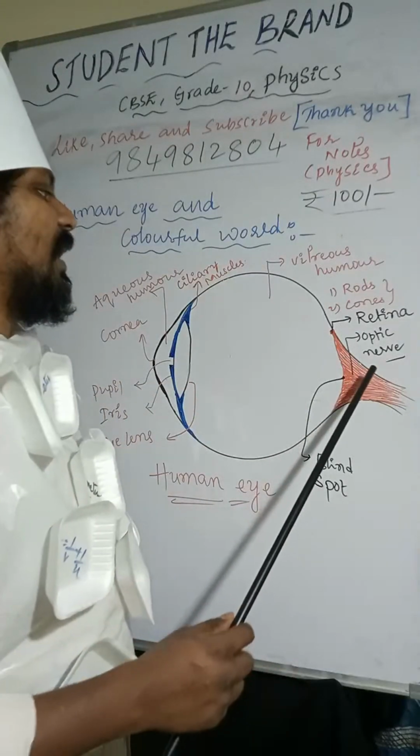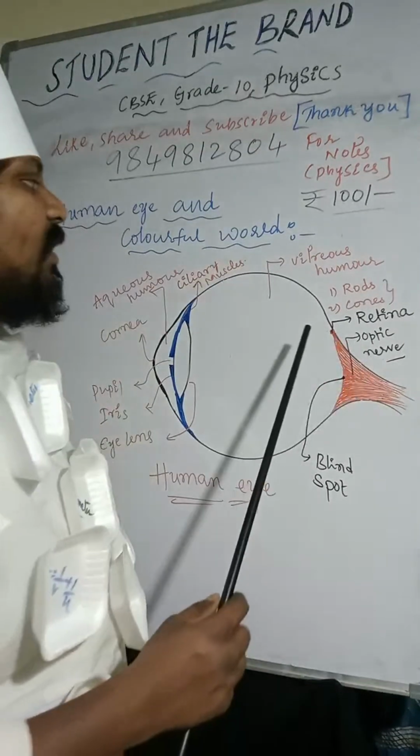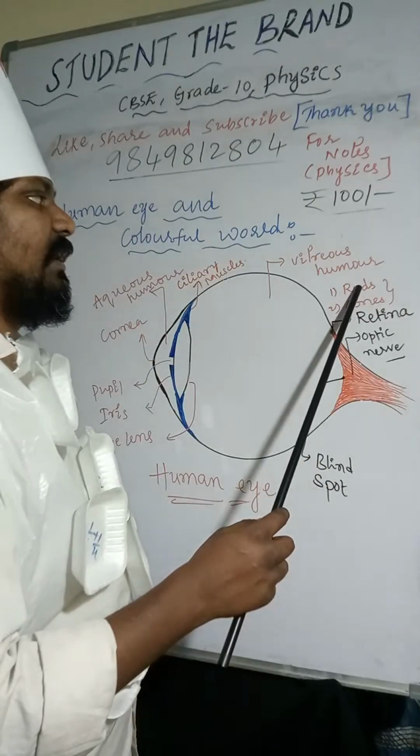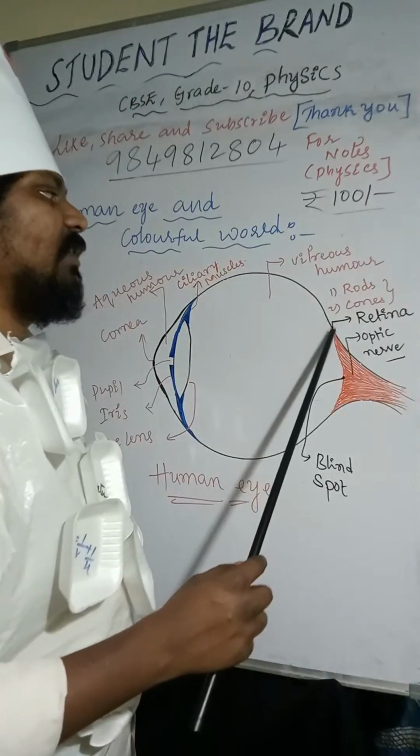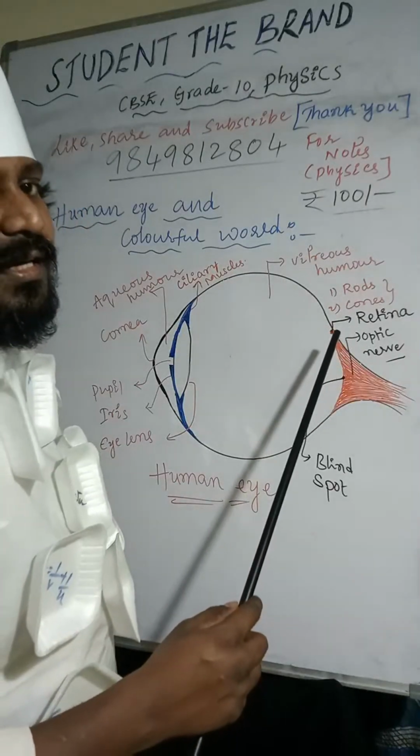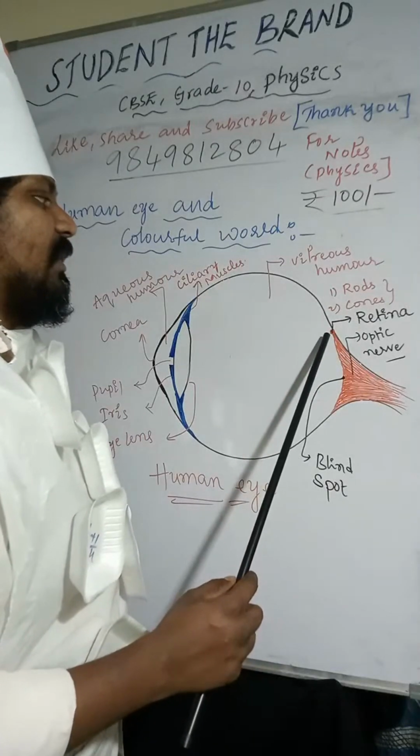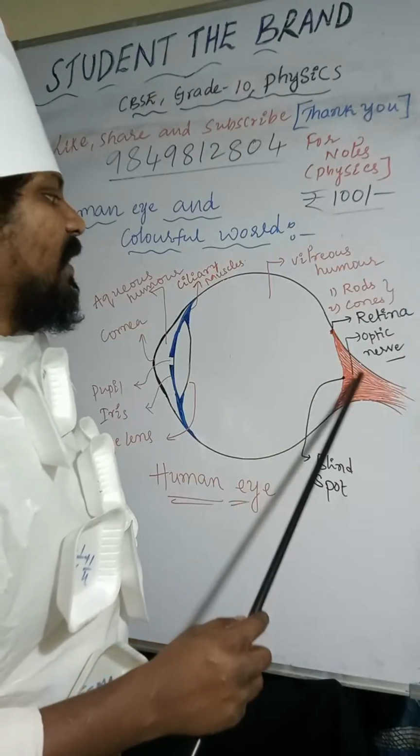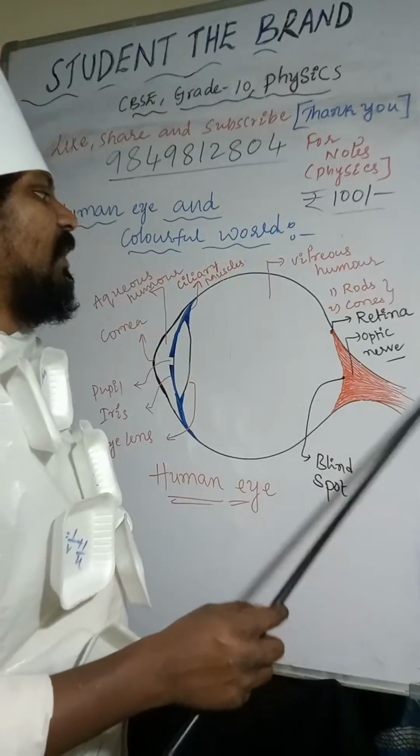And coming to the optic nerve. Whenever light rays meet at the retina, rods sense the intensity of the light and cones sense the color of the light. The image formed at the retina is real and inverted. That will be converted into electrical signals that pass to the brain through the optic nerve.